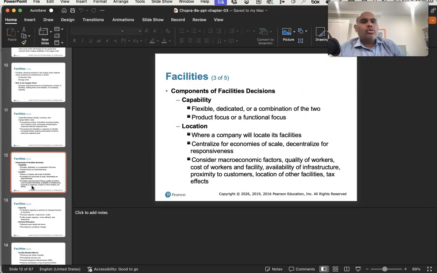But what are the things that go into making a facilities decision? One is understanding the capability of a facility, exactly what's going to happen at that facility. Is it going to be a manufacturing facility? What kind of manufacturing is it going to do?